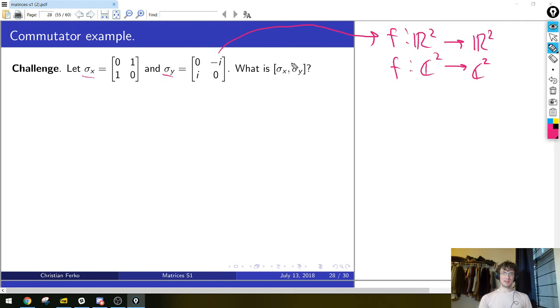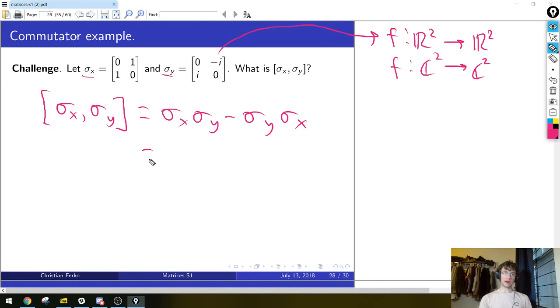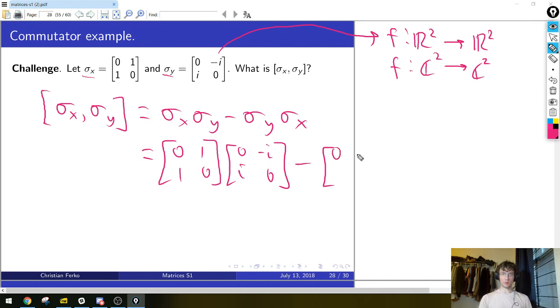But whatever. Okay, so we have to compute the commutator sigma x comma sigma y, which means we're going to commute sigma x with sigma y, which by definition is sigma x sigma y minus sigma y sigma x, and I will copy those for you and then ask you to do the matrix multiplication. So sigma x is 0, 1, 1, 0, sigma y is 0, minus i, i, 0, and then subtract the other order: sigma y, 0, minus i, i, 0, times sigma x, 0, 1, 1, 0.